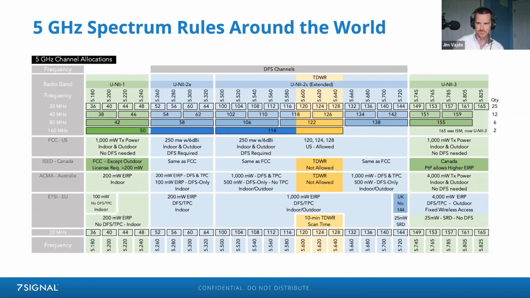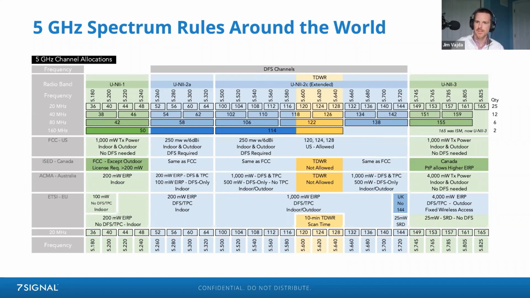So we really want to use DFS channels as much as we can, because 2/3 of our capacity is locked up in these channels. And so understanding DFS and using it appropriately can really benefit most high density networks where we want as many channels available to us as we can get.